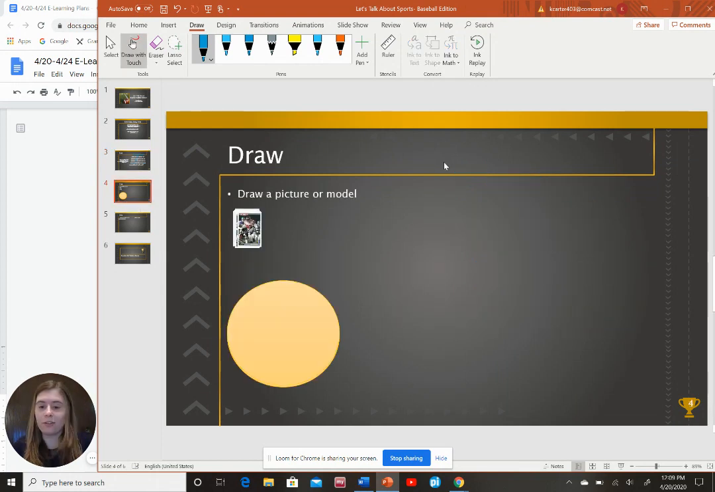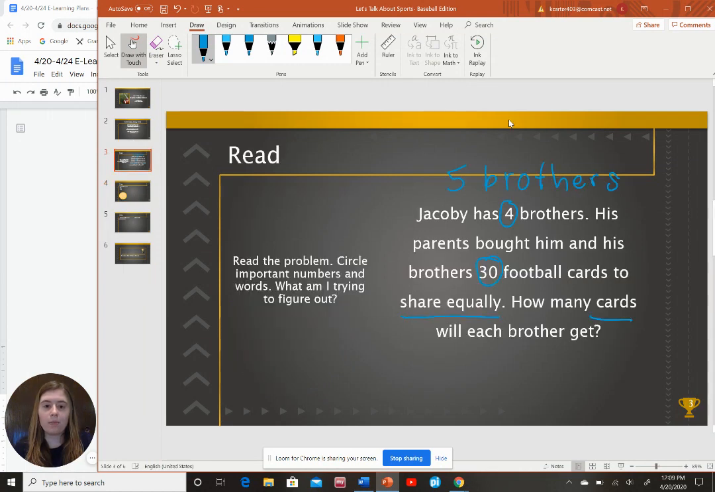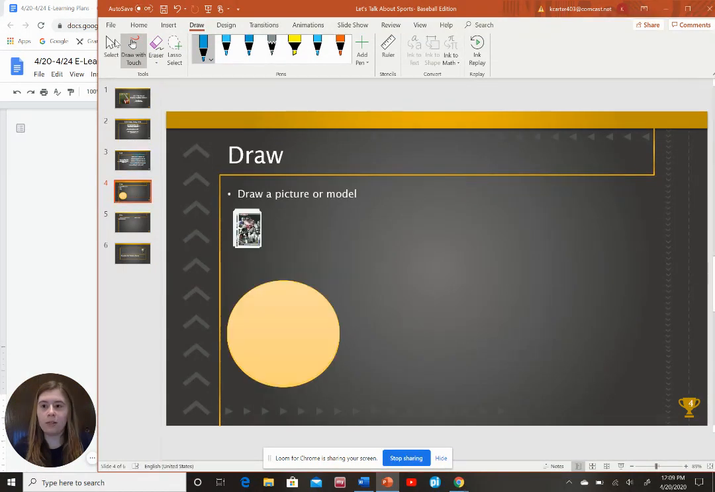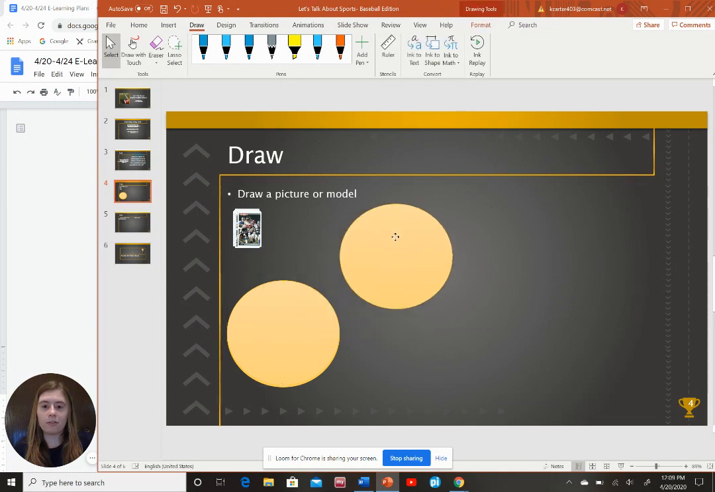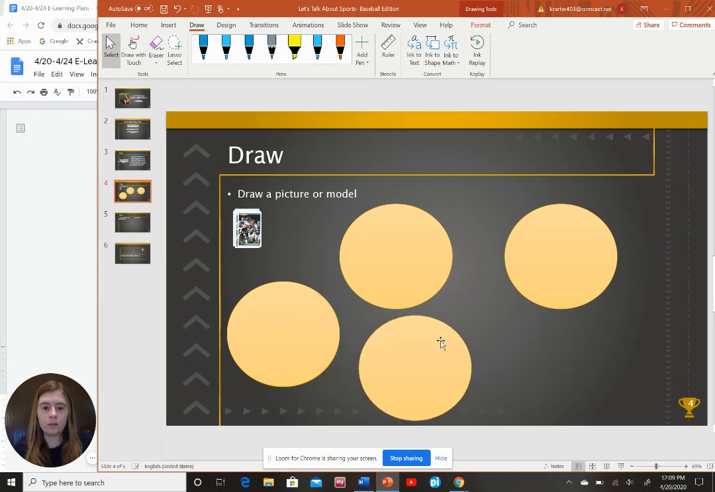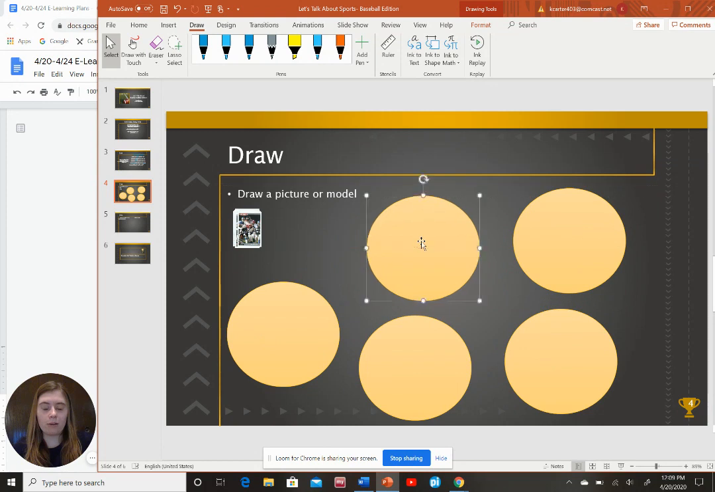I already have our football cards ready, but we need to decide how many groups we need to have in our picture so that we can split these the right way. If you look back at our problem, we are sharing these cards with 5 brothers. So I'm going to create 5 circles. Each circle represents a brother. Now that we have our 5 brothers represented by these circles, I'm going to divide up these football cards among the brothers one by one until I get to 30.